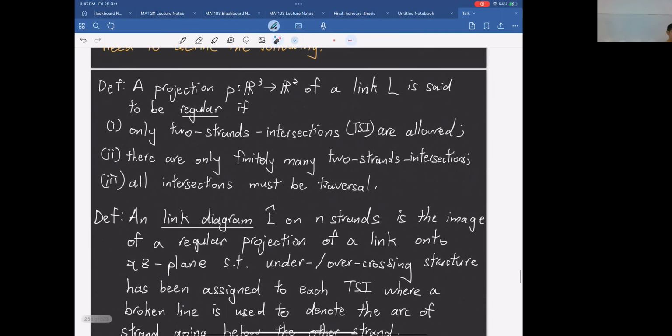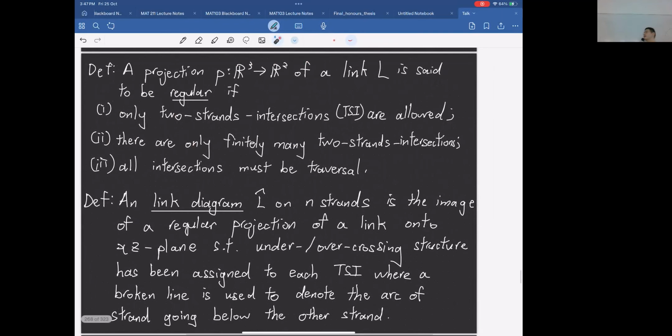To get this projection, we need a regular projection. In a regular projection, only 2-strand intersections are allowed. Meaning whenever you make an intersection, there are only 2 strands intersecting. You don't allow a 3-strand intersection in your picture. And there are only finitely many of them. Also, all the intersections must be transversal.